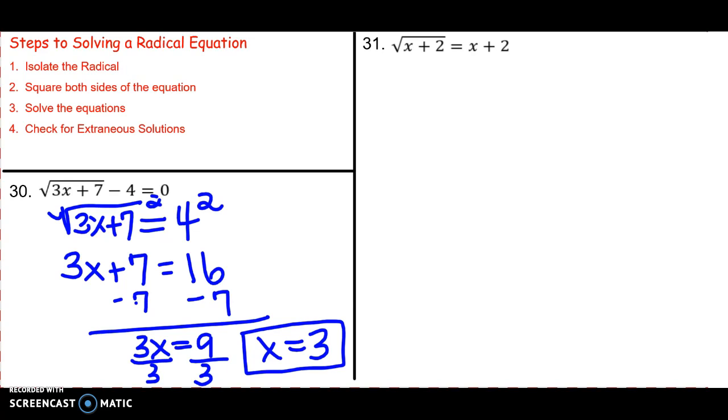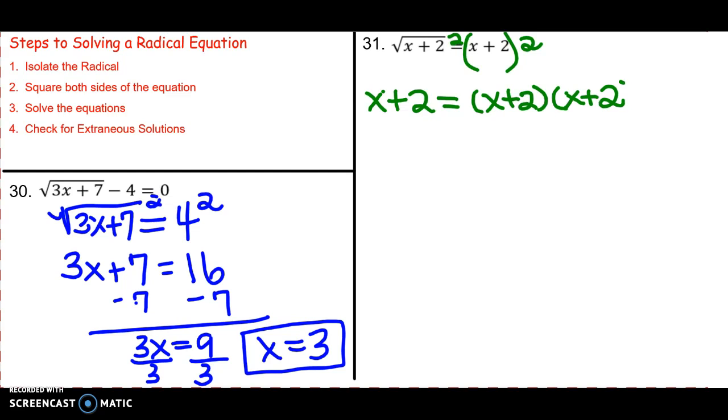All right, number 31. We can see that the radical is already isolated on the left side of the equation, so we can start by squaring both sides of the equation. And on the right side, we actually have to square this entire quantity, so I'm going to put it in parentheses. So we're going to be left with x plus 2 equals x plus 2 times another x plus 2.